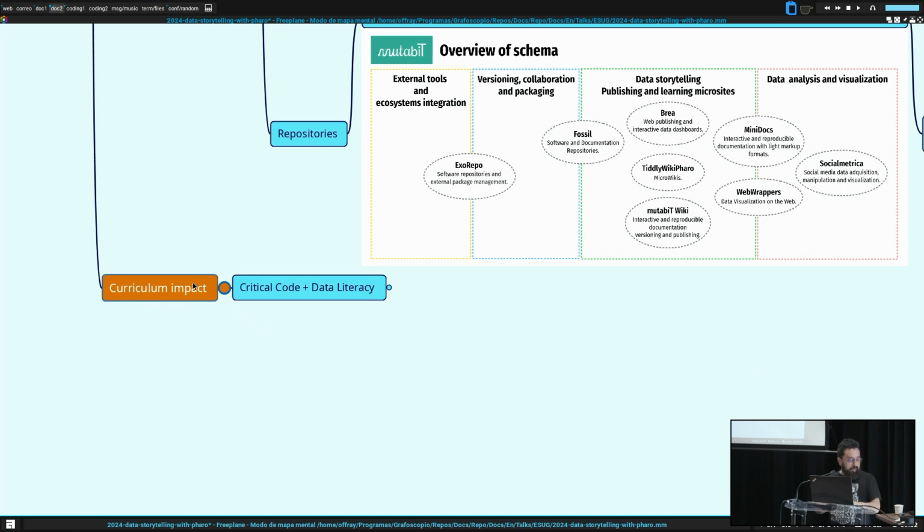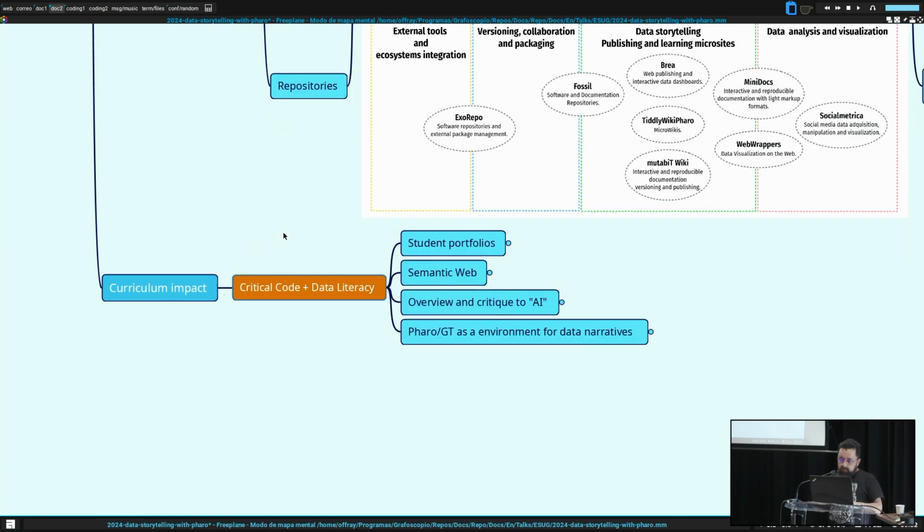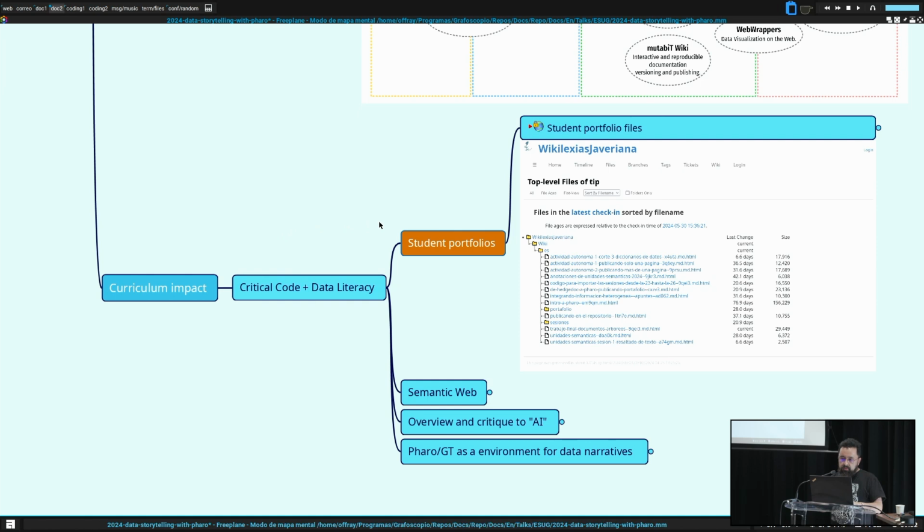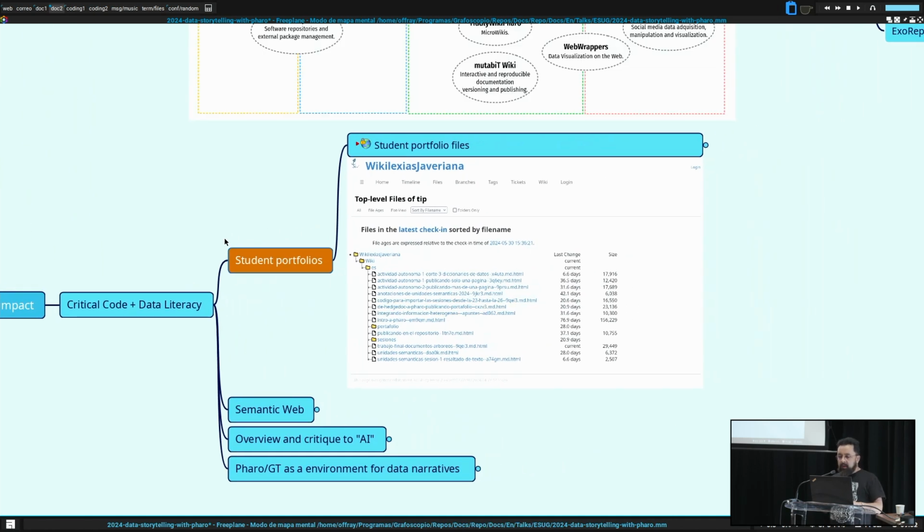And this has a curriculum impact because we want that future librarians and information scientists are able to use this kind or to create this kind of artifacts that bridge several people and are able to be deployed in communities. So what I do with my students is that I make them develop student portfolios. The student portfolio is just a Fossil repository with the data stories they create during the semester.